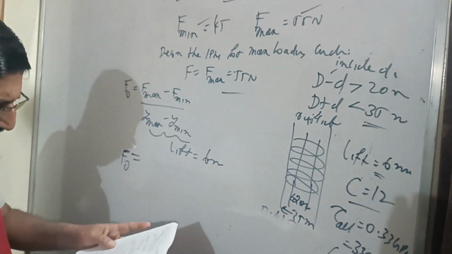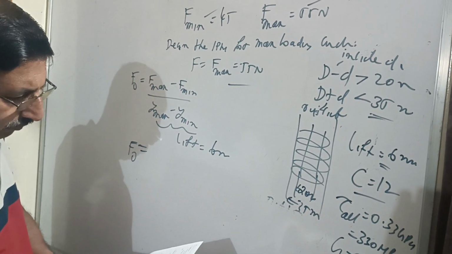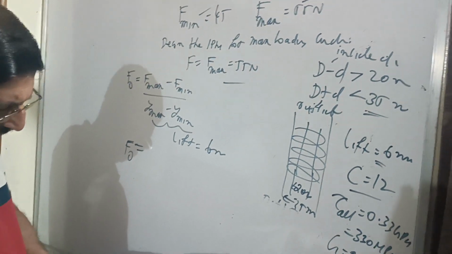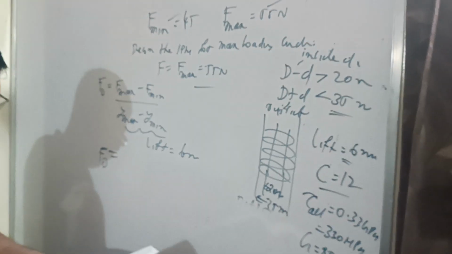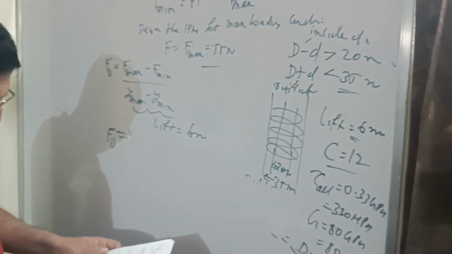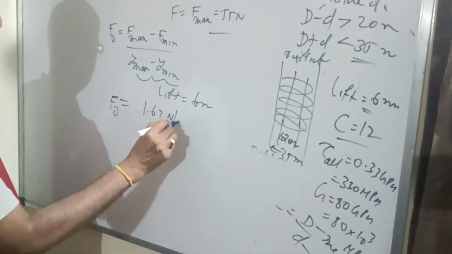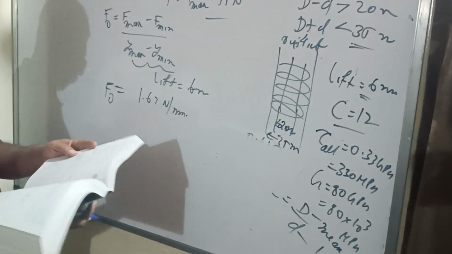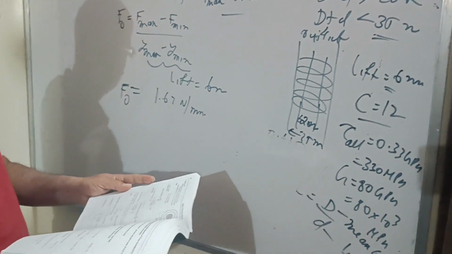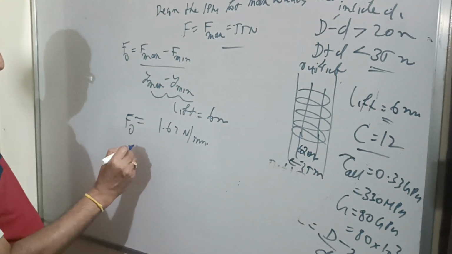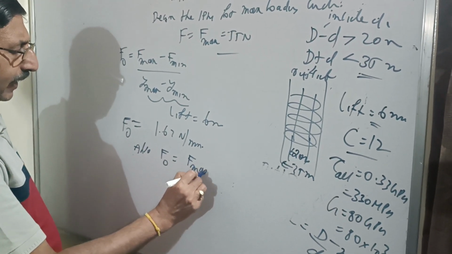When I solve for F naught, I think I will get... Not solved here. Anyway, he has done a different method. No problem, we can do that. F naught, I am getting 1.667, something, 1.67 Newton per millimeter. So the spring stiffness F naught is 1.67 Newton per millimeter. And F naught is also equal to F max by Y max.